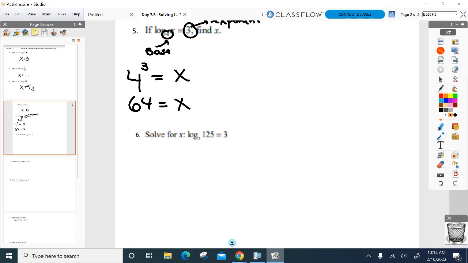All right, convert it for me. X to the third. And again, last time I do this, there's your base, raised to the, sorry again? To the third. Third, there's your exponent. Equals 125. Yep, there you go.